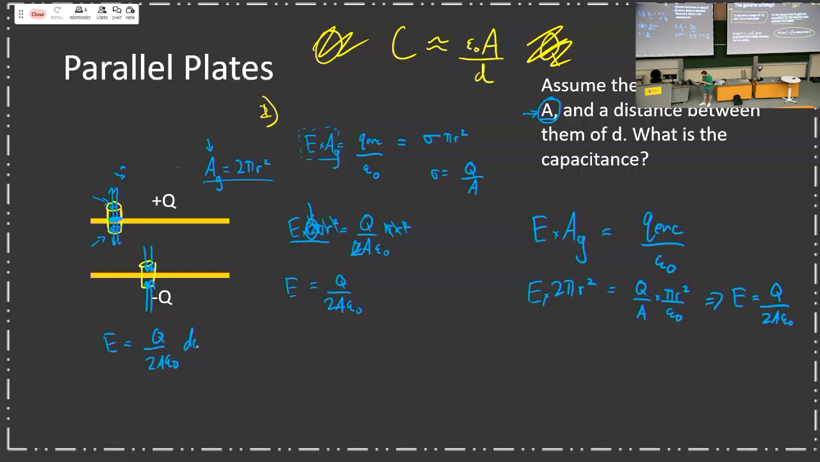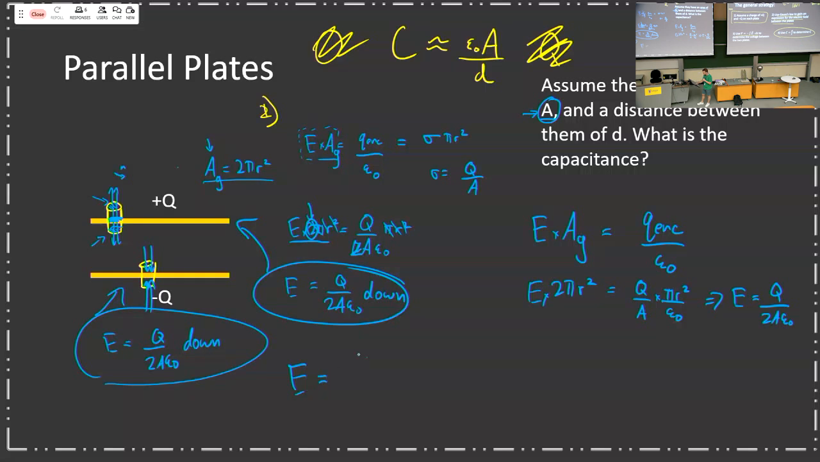Okay, this is acting down, and this is acting down. Right? So cumulatively, E is the E due to the negative plate plus the E due to the positive plate. And so E is equal to Q over A epsilon naught, which is a definition we've used so many times. The electric field between two parallel plates is that. We just know it.